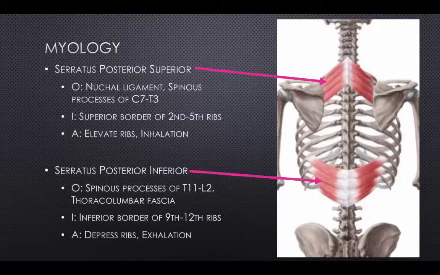The serratus posterior inferior is situated at the junction of the thoracic and lumbar regions. It is in a regularly quadrilateral form, broader than the serratus posterior superior muscle, and separated from it by a wide interval. It originates from the spinous processes of T11 through L2 and the thoracolumbar fascia. It inserts into the inferior border of the 9th through 12th ribs. The action is to depress the ribs during exhalation.